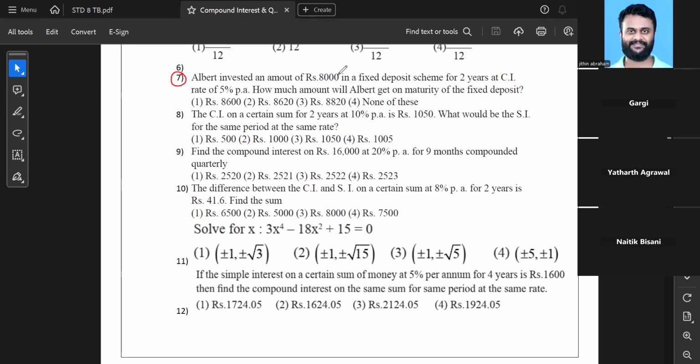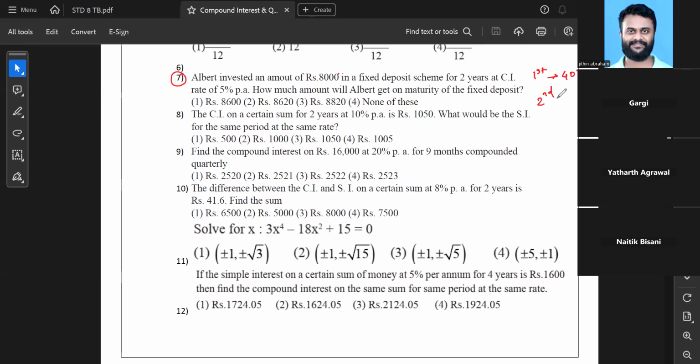5% means what? In mental math I would first remove a zero and then make it half. When I remove a zero, it becomes 10 percentage. When I make it half, it becomes 5%. So in the first year, I'll get how much interest? 400, right?